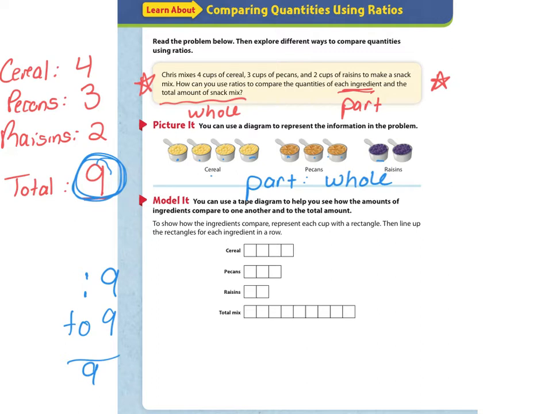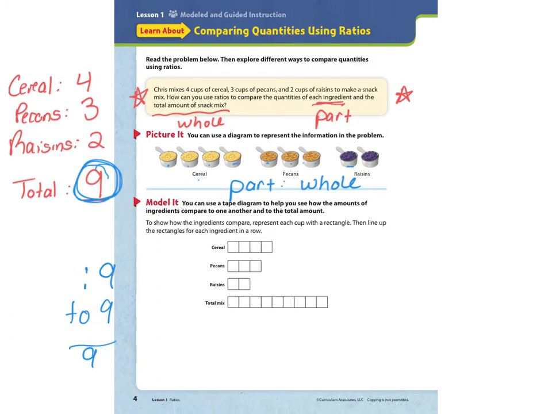But then at the bottom, I think this is a little bit more realistic. You can use tape diagrams, and we're going to be using those with division of fractions again. That came up a little bit in the first time we talked about it. So we can represent each cup with a rectangle, or a square. Then line up the rectangles and each ingredient in a row. So if you see cereal and pecans, everything is lined up. So 1 cup and so on. Everything is lined up nice and neat.